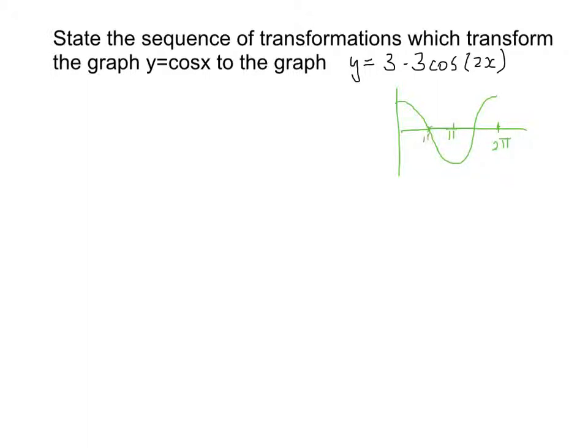That'll happen at pi on 2, 3 pi on 2, and goes up to a maximum value of 1, minimum value of negative 1. Okay, so what's going to happen? The different components of it.